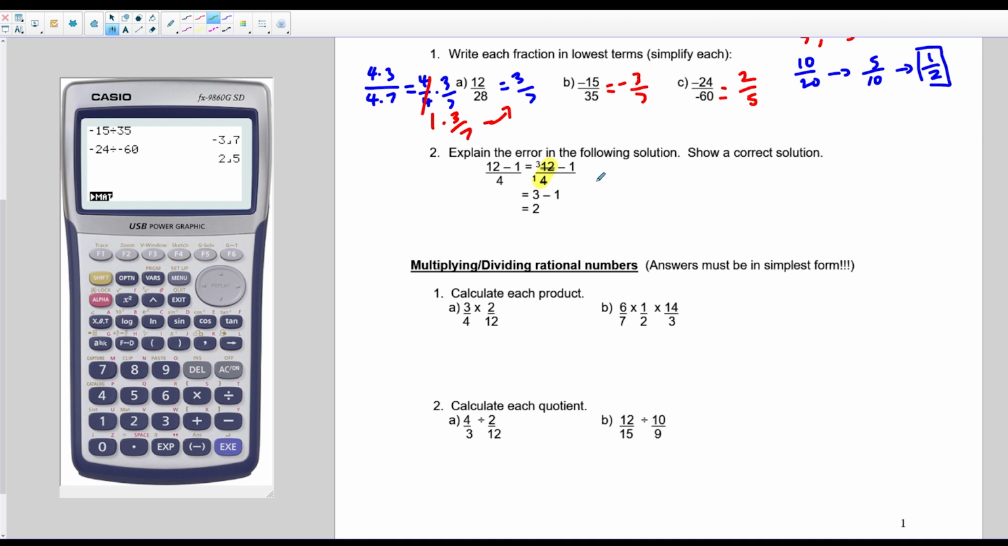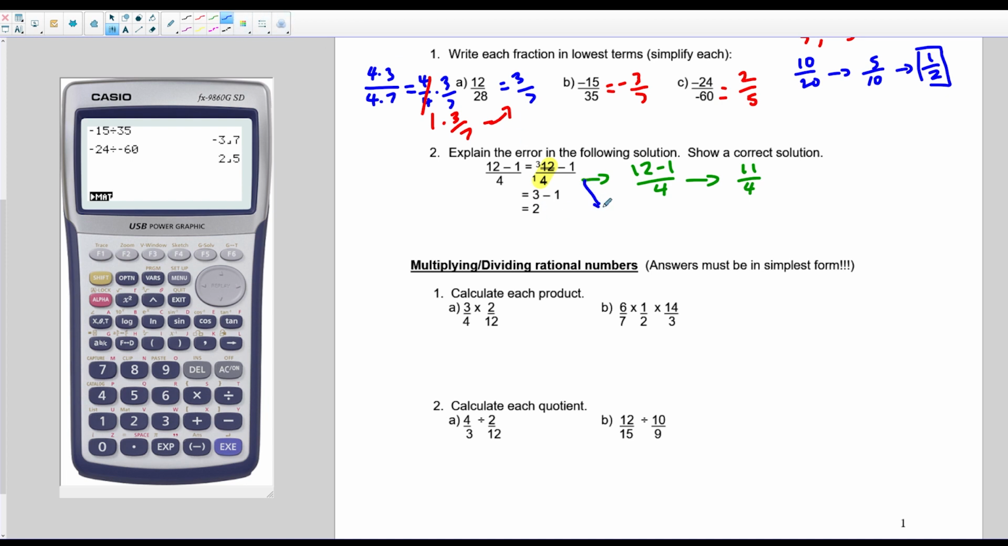And there's really two ways that we can think about this problem. The quickest way to do this is really just to apply the rules of BEDMAS, 12 minus 1 first, divided by 4, and this gives us 11 over 4. So we definitely won't end up with 2 as an answer.